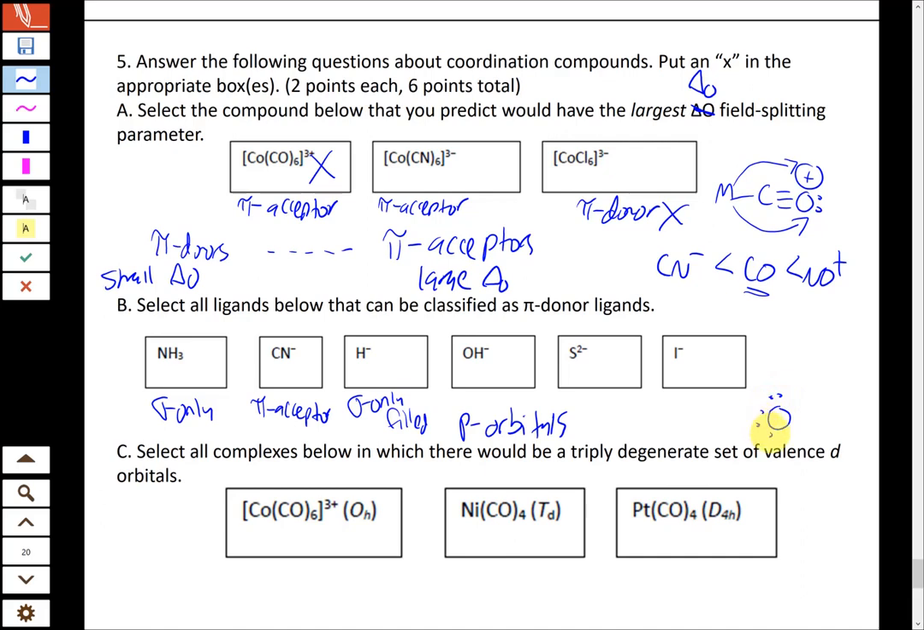So for OH minus, it has 3 lone pairs on oxygen, one of them sigma, 2 of them can be pi interactions that are filled pi orbitals, so they're pi donors. Same with S2 minus, it's completely filled P6 configuration. Same with I minus, completely filled P6. So these are sort of 3 of the classic pi donors. So those 3 should have been the ones that you selected as pi donors.